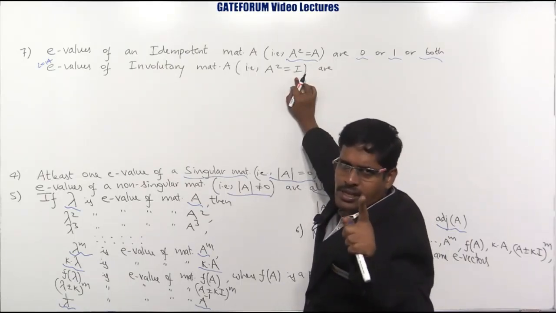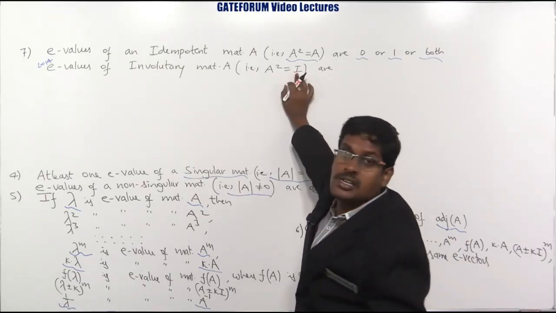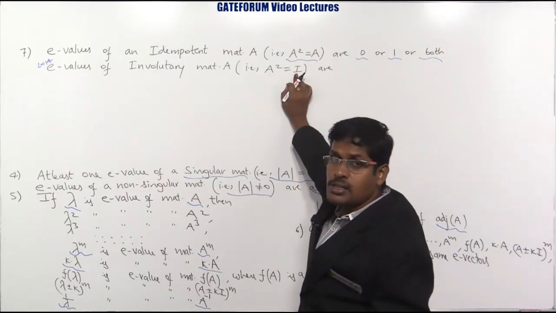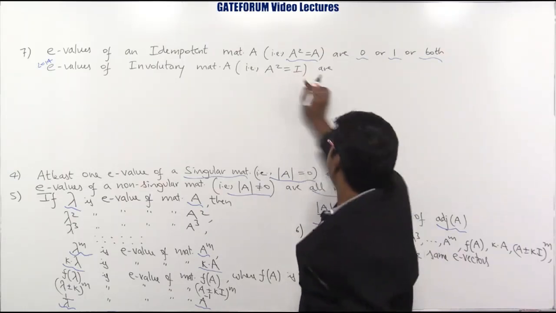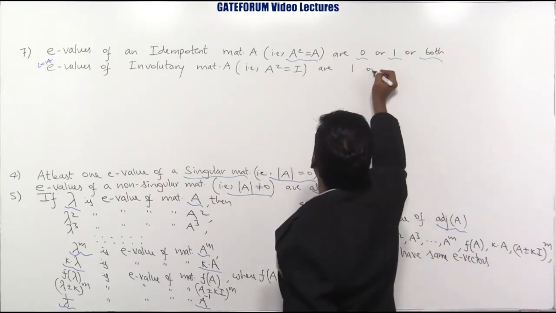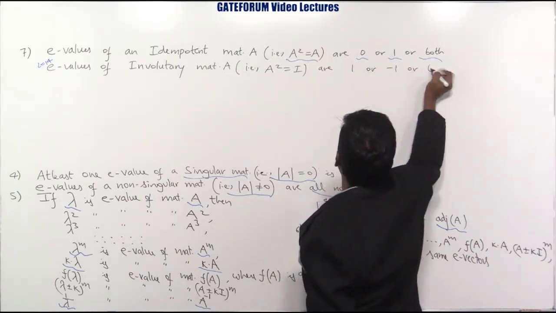Eigenvalues of the identity matrix are 1, or not? So the square of which number is equal to 1? 1 square is equal to 1. Minus 1 whole square is also plus 1. So 1 or minus 1 or both.